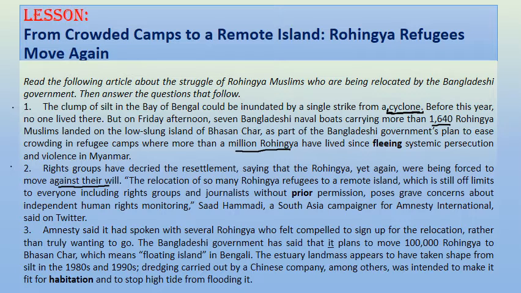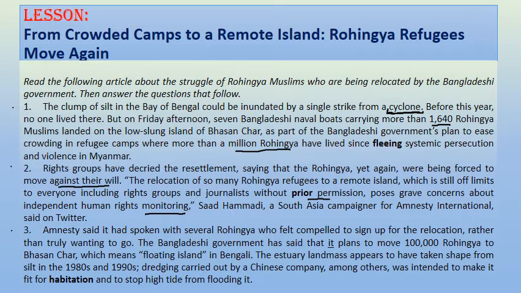The relocation of so many Rohingya refugees to a remote island, which is still off limits to everyone, including rights groups and journalists, without prior permission, poses grave concerns about independent human rights monitoring. So this island is remote, meaning it's far, and you cannot have access to it if you are a human rights activist or a journalist, unless you have prior permission from the Bangladeshi government. So the main concern is, how are these refugees going to be monitored? Are they being treated well? Are their basic human rights being upheld?